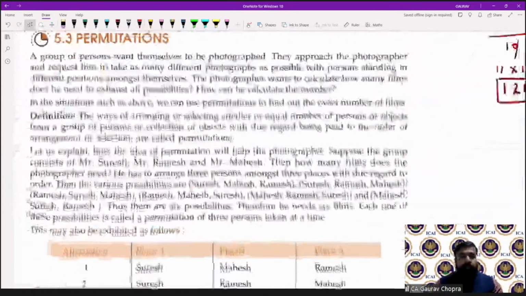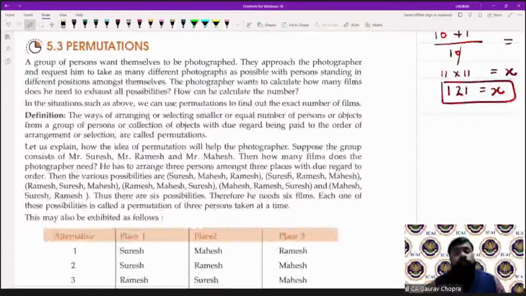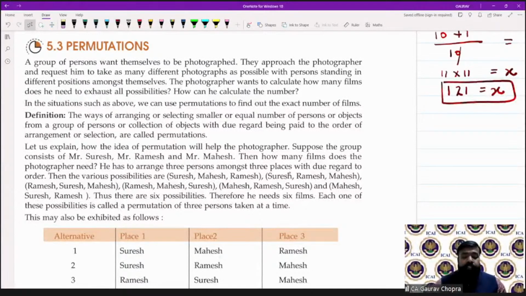Now we have to start with permutations. Till now we were doing the basics of the arrangements, the number of ways, number of possibilities. Now we are moving towards permutation. There is one simple practical situation given here. A group of persons want to be photographed. They approach the photographer and request him to take as many different photographs as possible with the persons standing in different positions among themselves. Now the photographer wants to calculate how many films he needs to exhaust for all the possibilities.